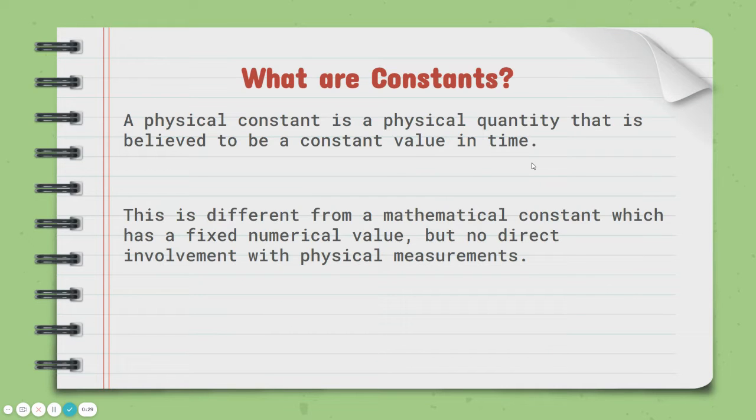Like I said, a constant, or a physical constant, is a physical quantity that is believed to be constant in value in time. They don't change. It's always happened. It's a natural value for whatever the purpose is. This is different from a mathematical constant, which has a fixed numerical value, but no direct involvement with physical measurements. So in math, there are these special constants that just kind of show up in mathematics, whereas these physical constants are specifically tied to something in nature, some measurement you can make.